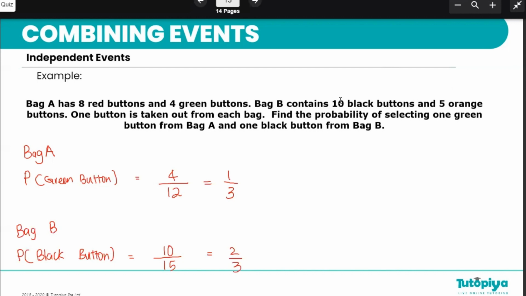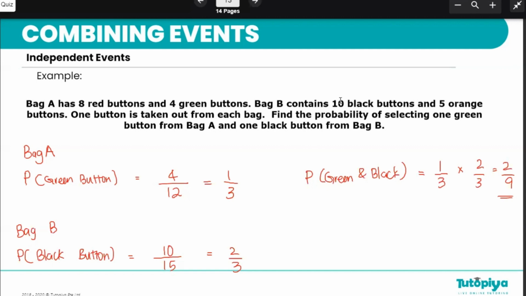Finally, to find the probability of green from bag A and black from bag B, I would just have to multiply their individual probabilities. So 1/3 times 2/3, which would give me a final answer of 2/9.